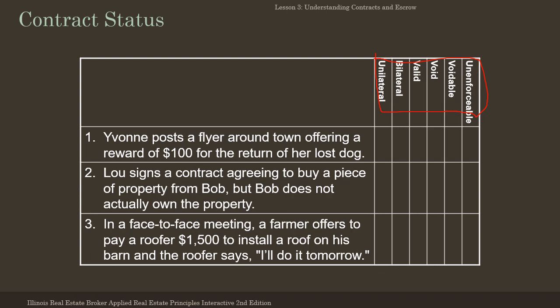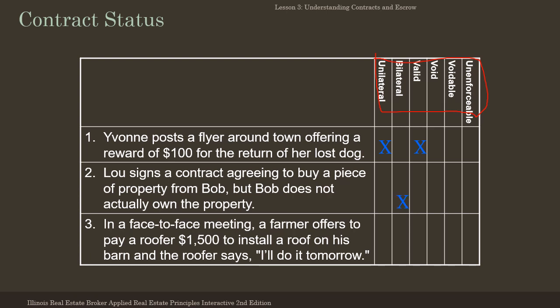Yvonne posts a flyer around town offering a reward of $100 for the return of a lost dog. That would be a unilateral and probably a valid contract. Unilateral meaning one party's making promises. Yvonne is the only party making a promise in this contract that she's making with the public, if you will. The public isn't promising that they're going to find her dog. So that's why it's a unilateral contract. Only she is making a promise, and it's probably a valid contract. If you find her dog and you bring it back, she says, "Gee, thanks a lot, but I haven't got my $100." Technically, you can sue her for breach of contract.